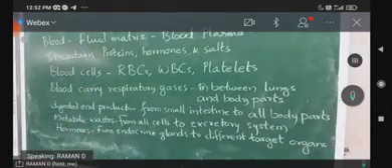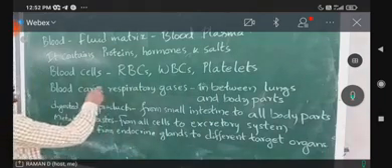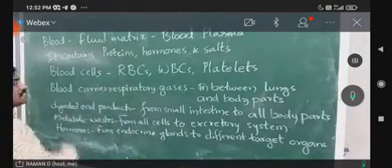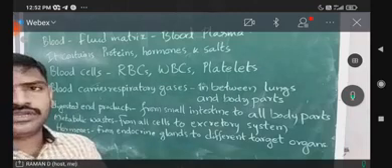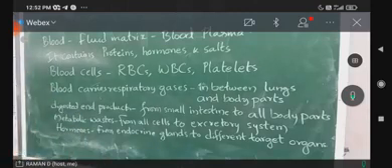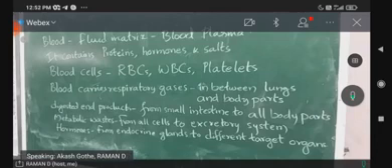Right. Blood carries respiratory gases in between lungs and body parts, means oxygen from lungs to body parts and carbon dioxide from body parts to lungs. So simply, respiratory gases in between lungs and body parts.